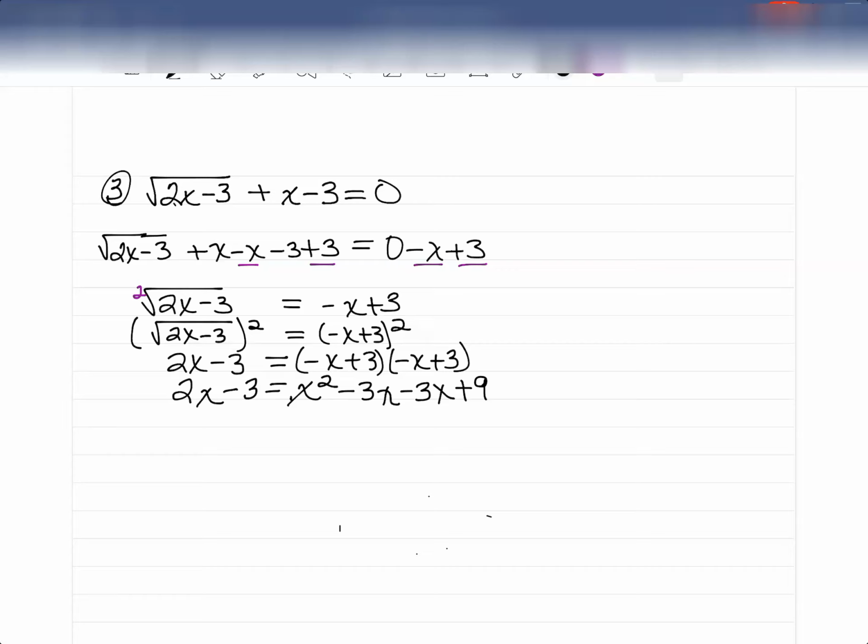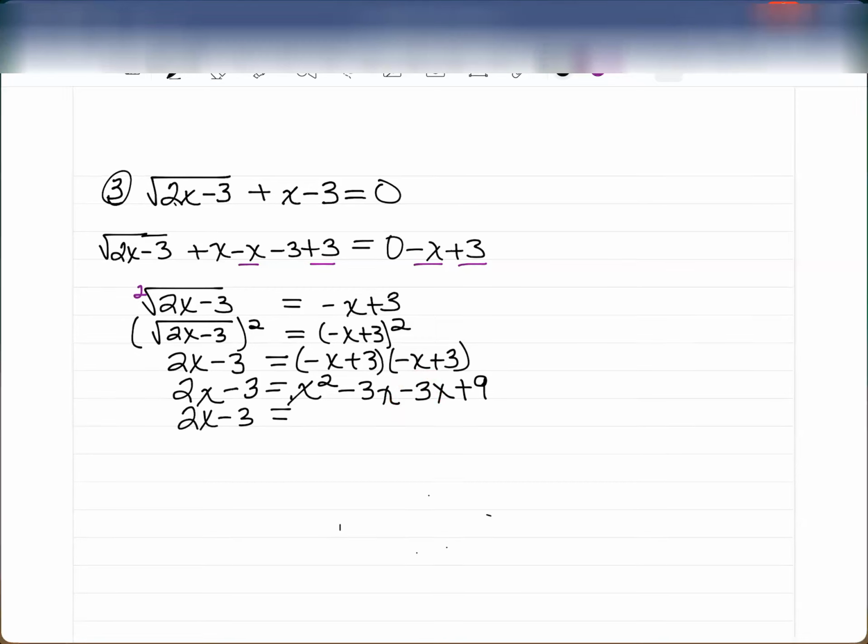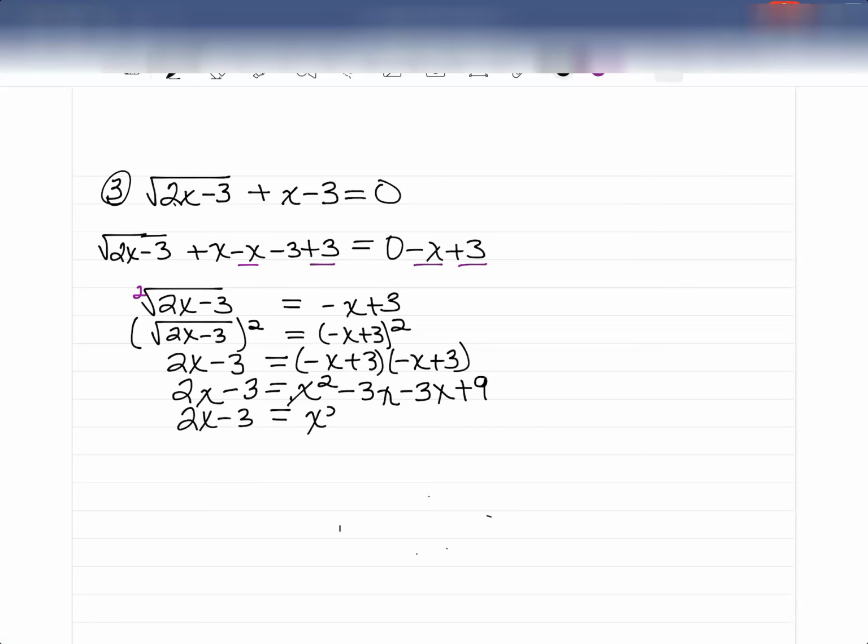Combining like terms on that right side, I'm just copying down the left, but on the right side, I will combine like terms. I have a minus 3x. I can put that with a minus 3x to give me a negative 6x. So x squared minus 6x plus 9. So I've cleared the radical. I've cleaned up both sides individually. I don't have any other radicals.